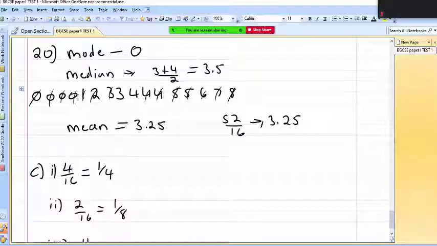They didn't study at all. Out of a total of how many students? 16. So therefore, the probability will be 4 over 16, which reduces down to 1/4. So the chances of you picking a student out of this group that did not study is going to be 1 over 4.